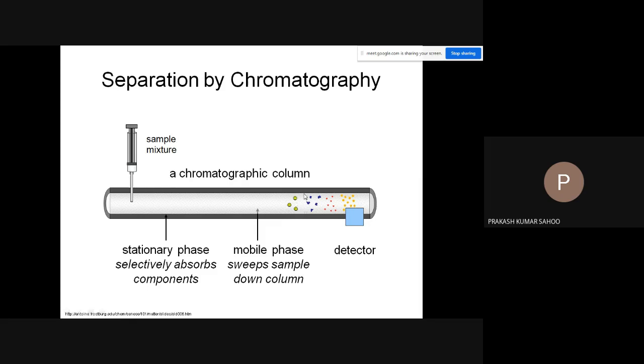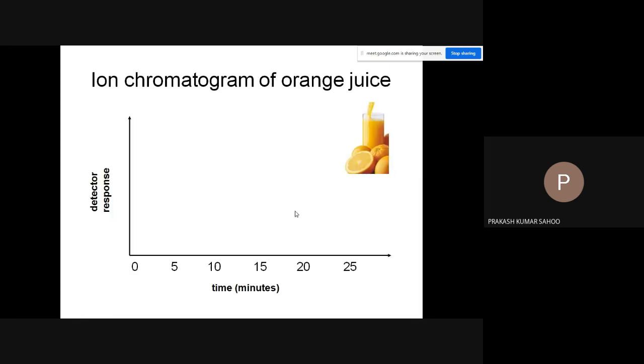These three will have the maximum polarity, and they will be separated last. So this is just a demonstration of your chromatography. Then we will have an ion chromatogram. This is an application of your ion exchange chromatography.